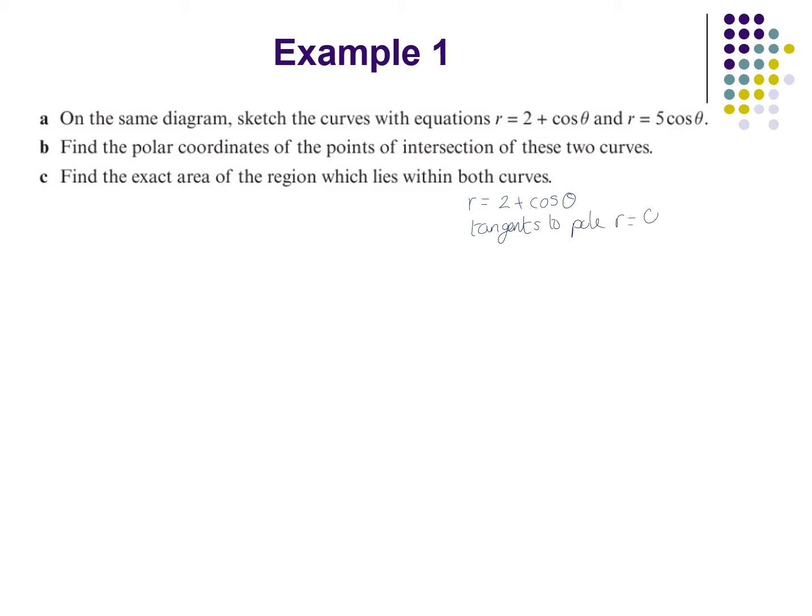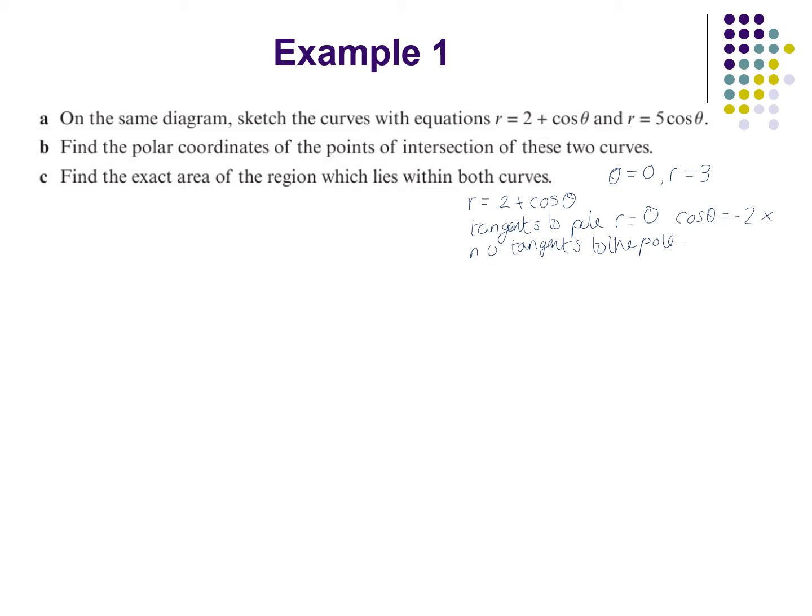Now if we think carefully about this one, when r is 0, that would give cos theta equals -2, which we know doesn't happen. So there are no tangents to the pole for this one. So basically the curve doesn't go through the pole. The other thing we can think about is maybe what value theta is 0 gives us. If we put theta is 0 in there, we should know that cos of 0 is 1, so we'll get 3. So that gives us an idea that the curve is going to intersect on the initial line at r equals 3.